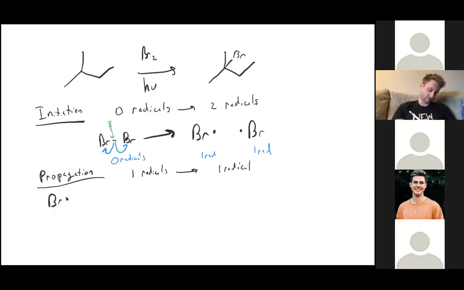If we take this in solution with our starting material, it's going to want to pull off this tertiary hydrogen. It's the most stable one. So we'll have 1 electron come from our radical, another one from our carbon-hydrogen bond. So that's going to make HBr here. And then the other electron from the bond is going to end up on the carbon here. So we're going to make HBr plus a different radical.